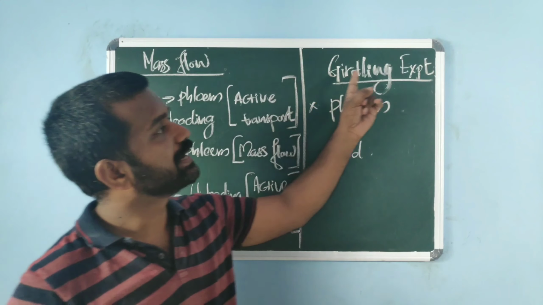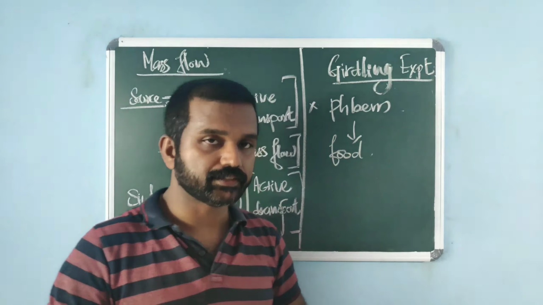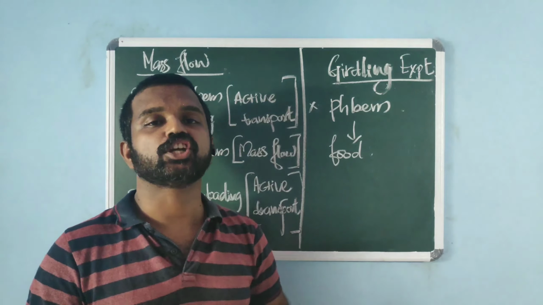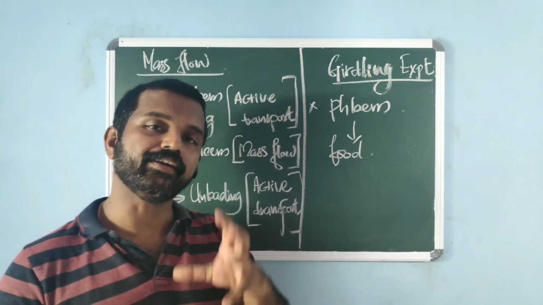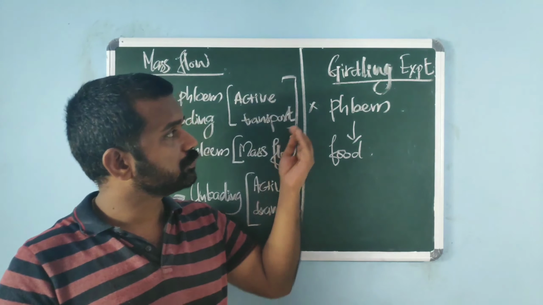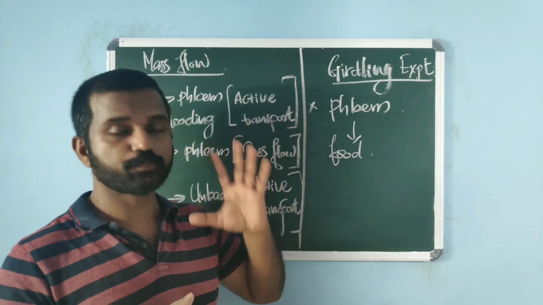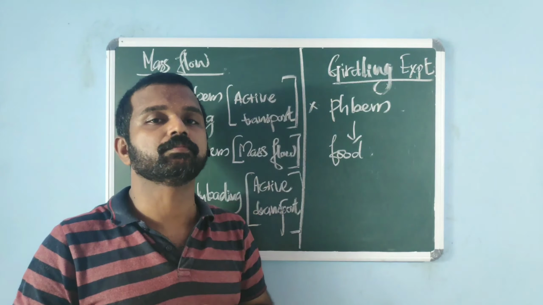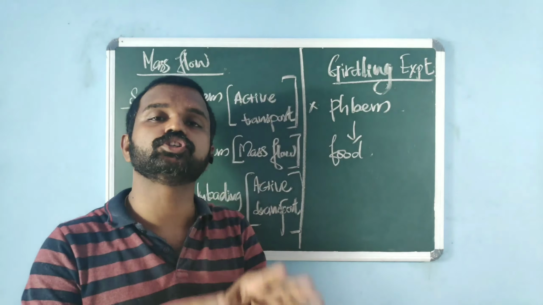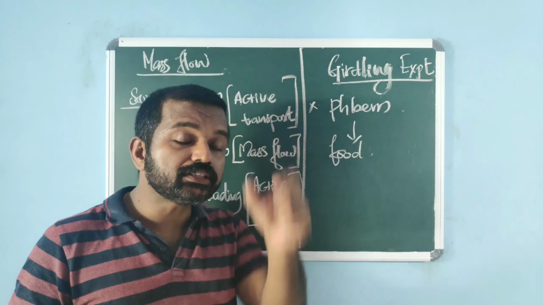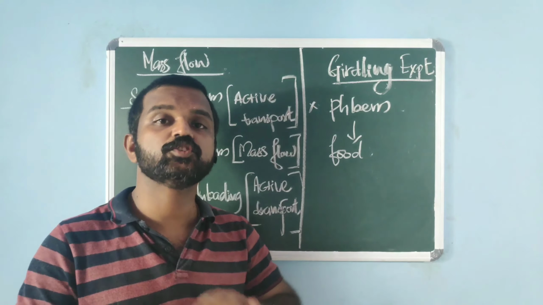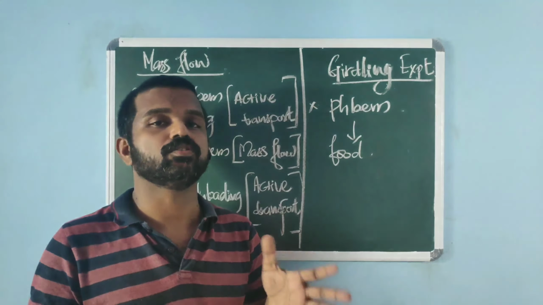The next is about the girdling experiment. The main objective of this experiment is to prove that food materials are transported through phloem. Here, the experiment involves removal of a ring of bark from a tree trunk. The observation after a few days would be that the region above the point of girdling becomes swollen. That is due to the deposition of food materials. That is, the downward transport of food materials to the root is blocked because the phloem is lost.